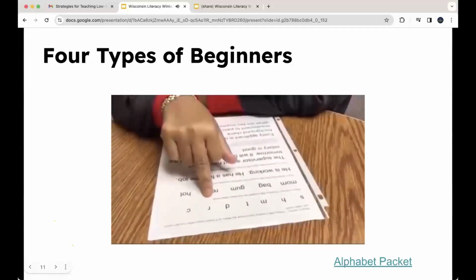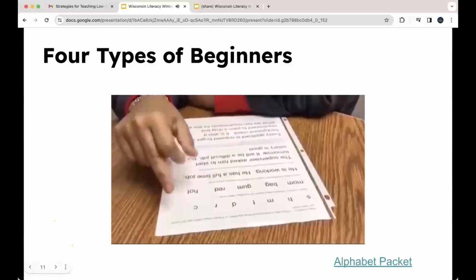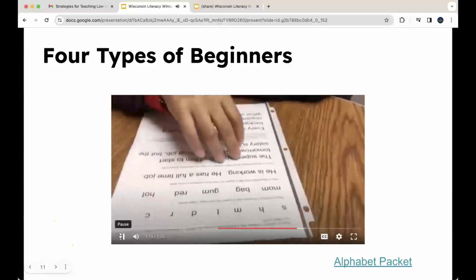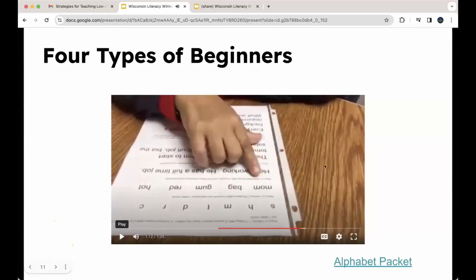That one's difficult. Okay. Finish. All right. Can you read a word like this? No. Okay, so you can see that she is not yet familiar with all of the alphabet letters and sounds.